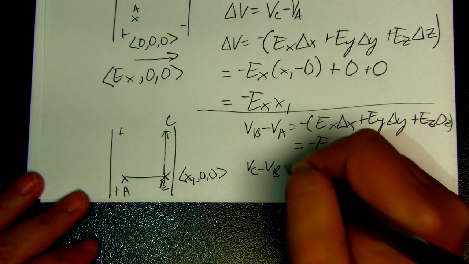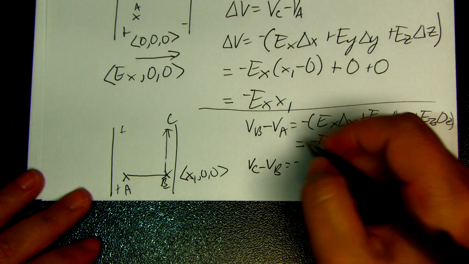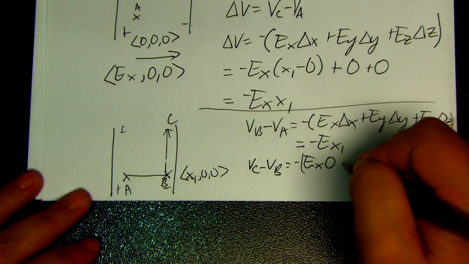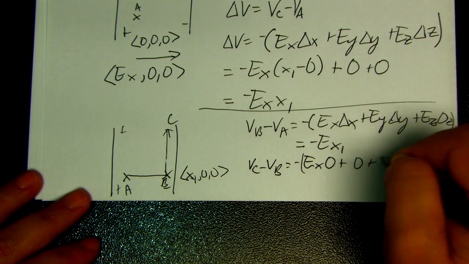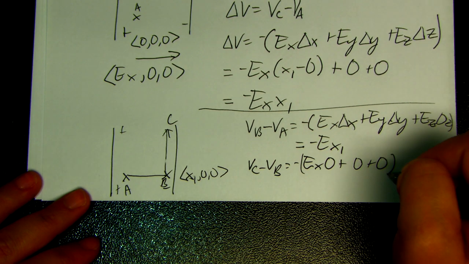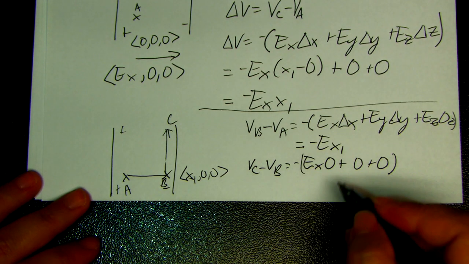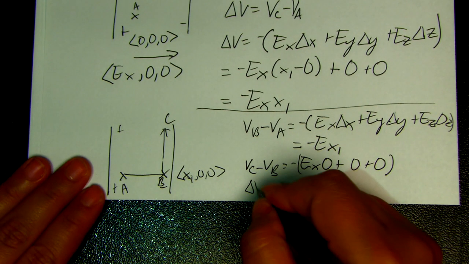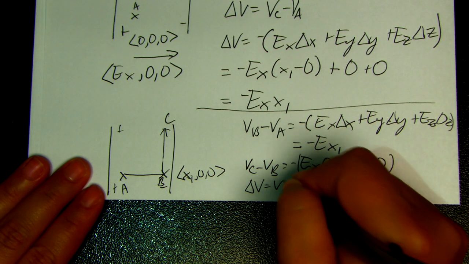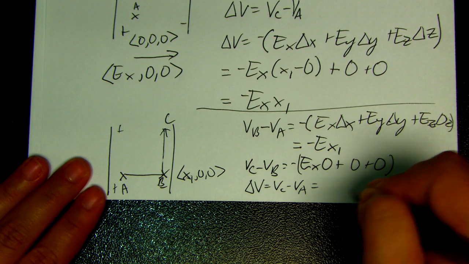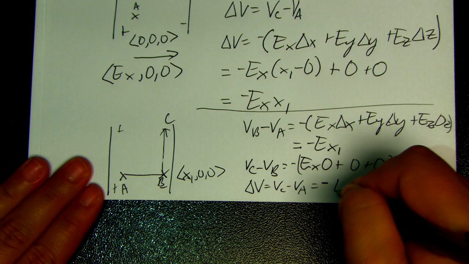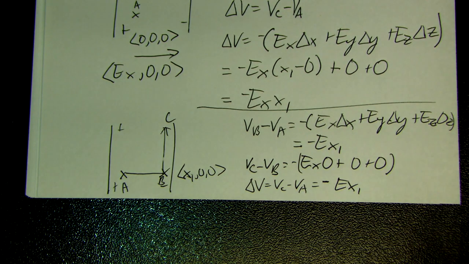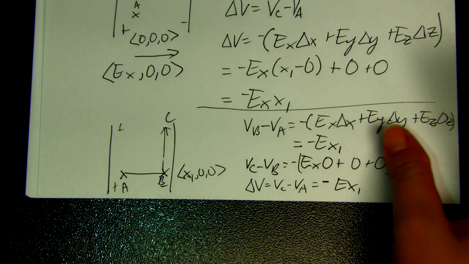VC minus VB is equal to minus E sub x times 0 plus 0 plus 0. And so when you add the two of them together, delta V is equal to VC minus VA is equal to minus E sub x1. Path was irrelevant. It was the same all the way throughout.